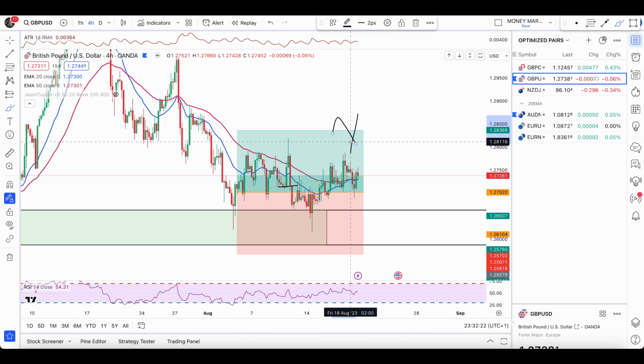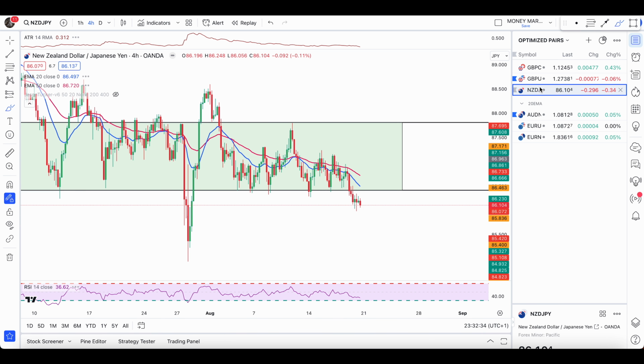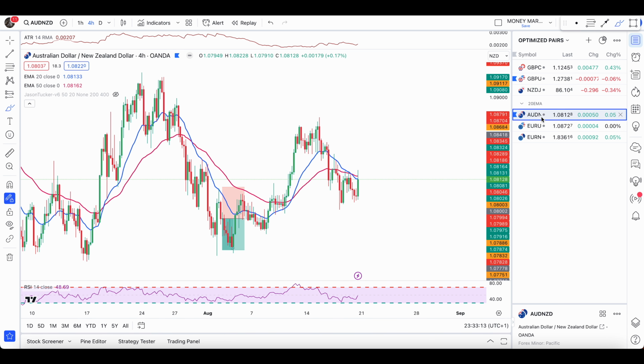If it hits my take profit, that's awesome. If it hits my stop loss, that is fine, I'm prepared for that. That is why you need to be patient when you are ready to hit the financial market. So that's it I wanted to talk about.